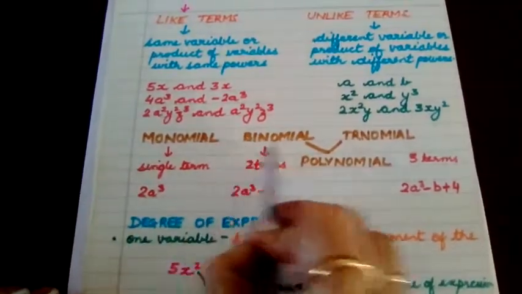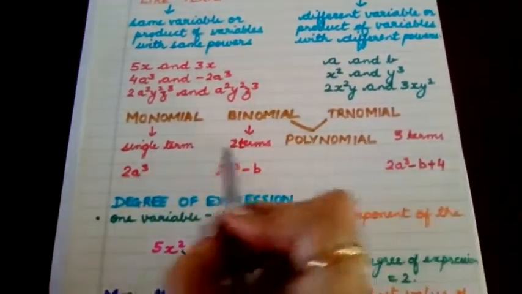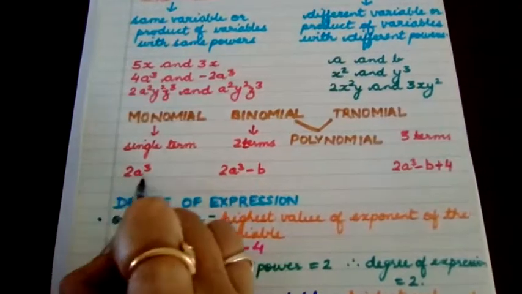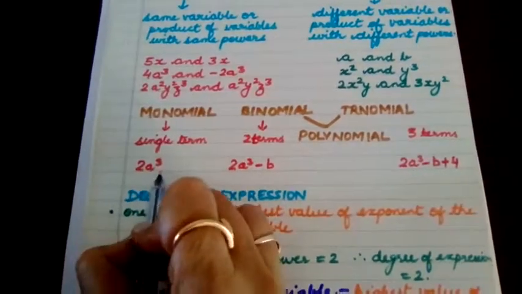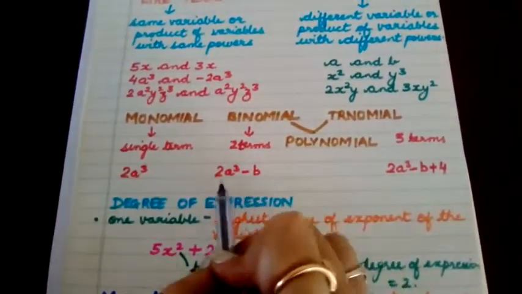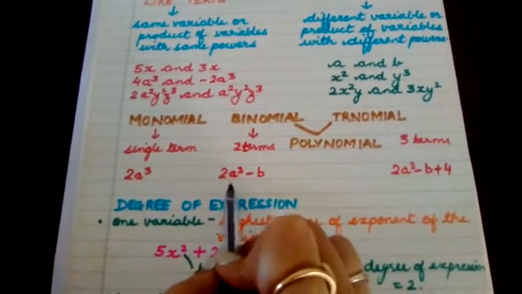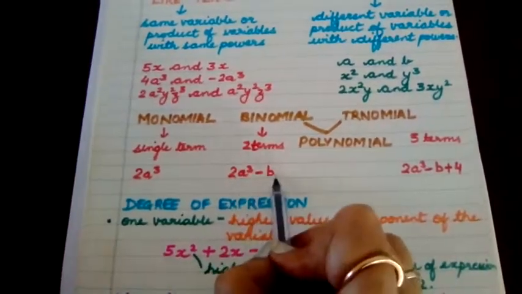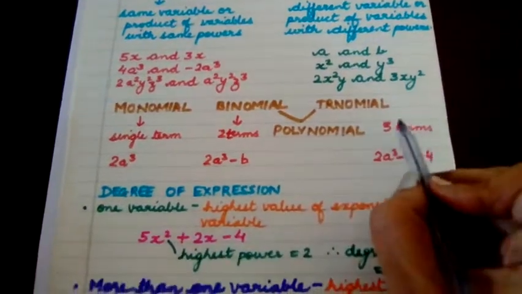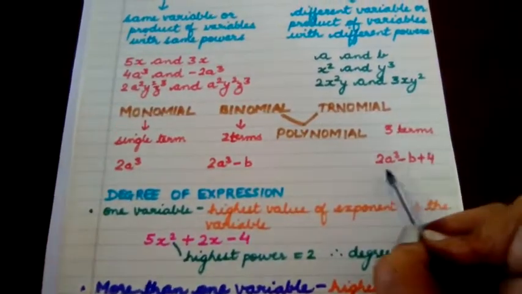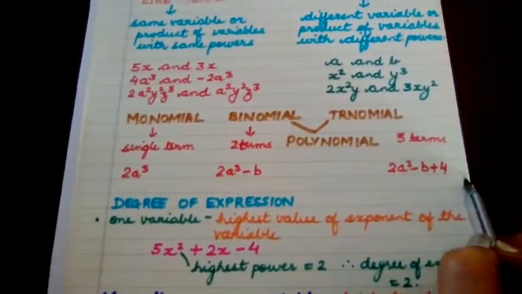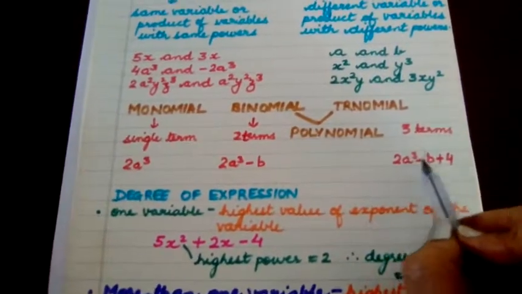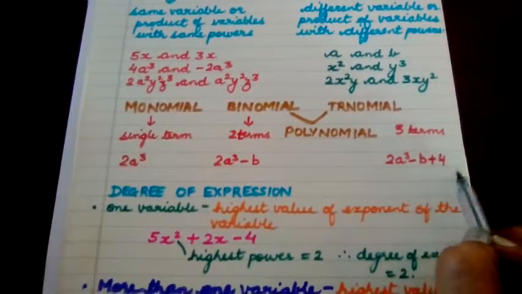Monomial, binomial or trinomial. A single term, 2a cube, is a monomial. A binomial has 2 terms, 2a cube minus b, where 2a cube is a term and b is another one. A trinomial has 3 terms, 2a cube minus b plus 4, where the 3 terms are 2a cube, minus b and 4.